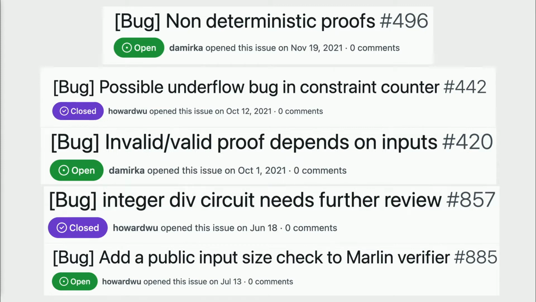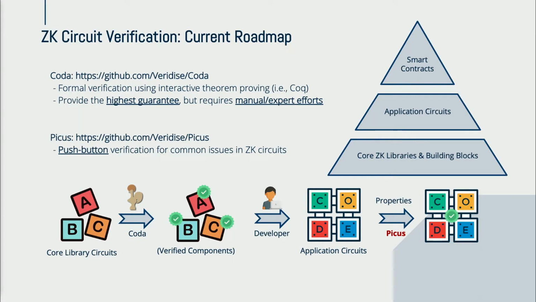So which means that we know the architecture, and we also know the problem, and how are we going to deal with that? The way we approach this problem at Veridice is that we don't believe any single tooling or technique can solve all the problems. So what we do essentially is use a hybrid approach.